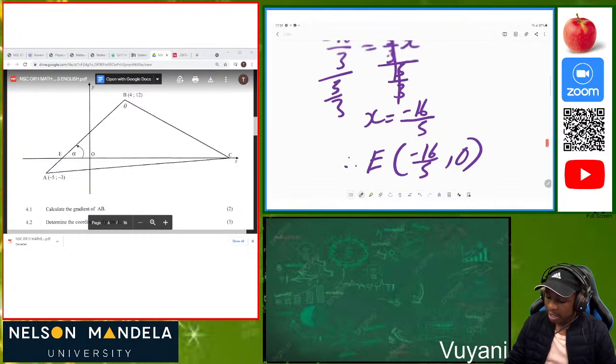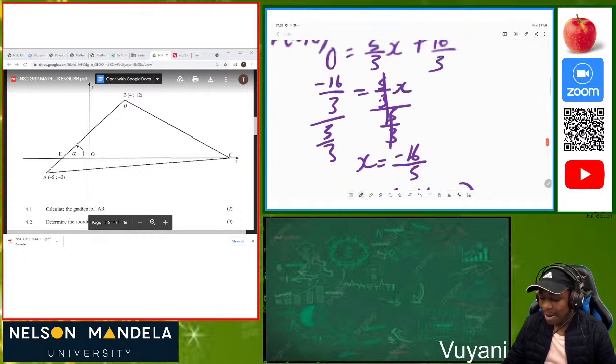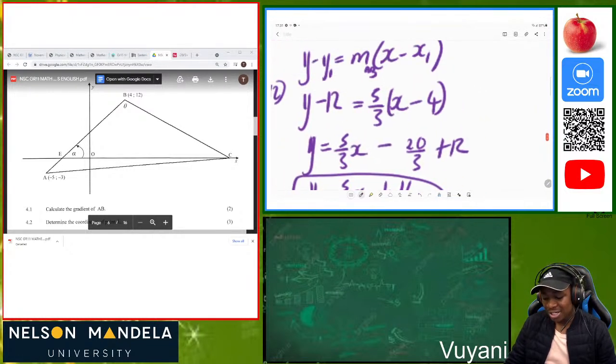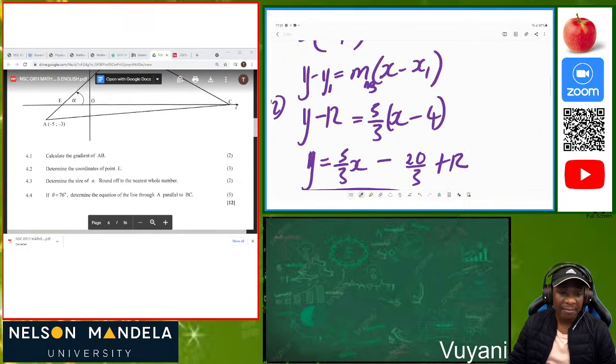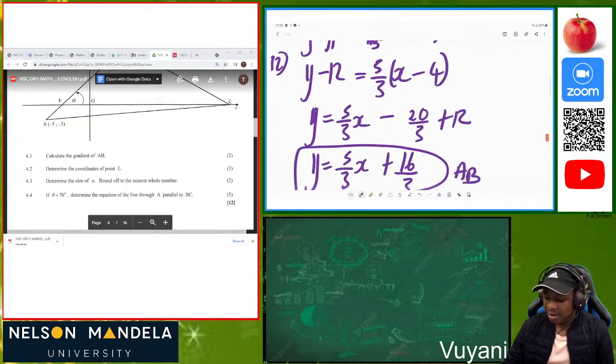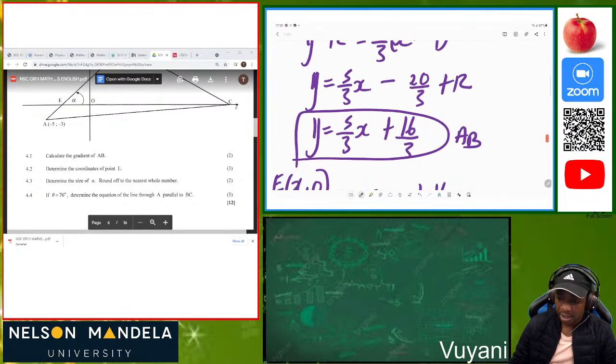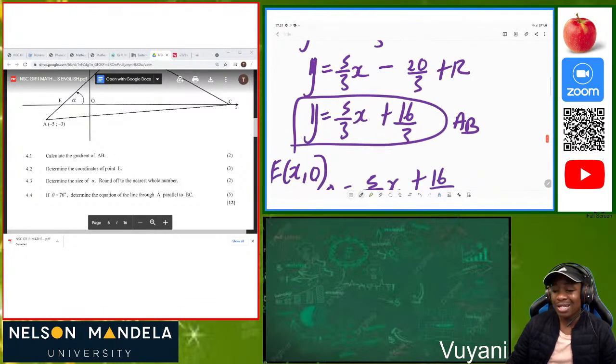Just to rewind again, we started by determining the equation of the line AB. Then when we are done, we find out the equation of the line is y equal to 5 over 3 x plus 16 over 3. Then after that, since we know that E is on the x-axis, that automatically tells us that the y value of point E is equal to 0. So now we only have to calculate the x value alone.